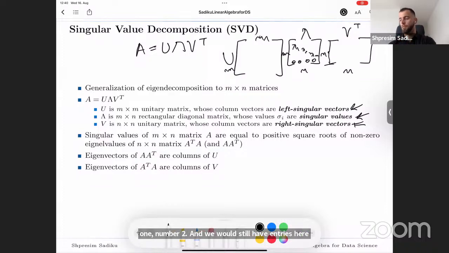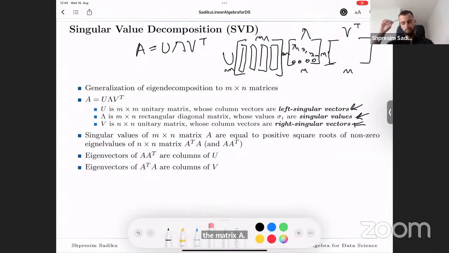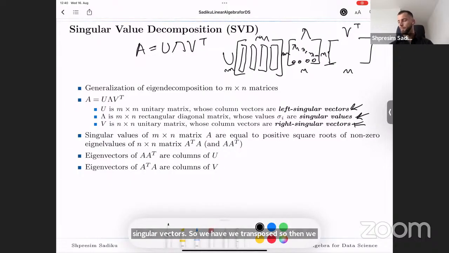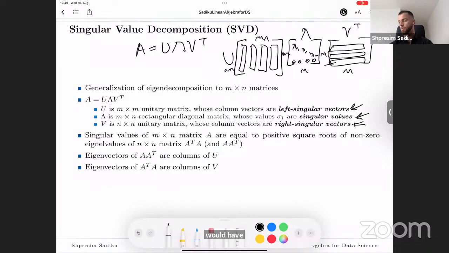On the matrix U, the column vectors would be just the left singular vectors resulting from finding them from the matrix A. And the V would have columns which are right singular vectors. So we have V transposed, so we transpose them, so they would be rows. So this would be the right singular vectors of the matrix A.